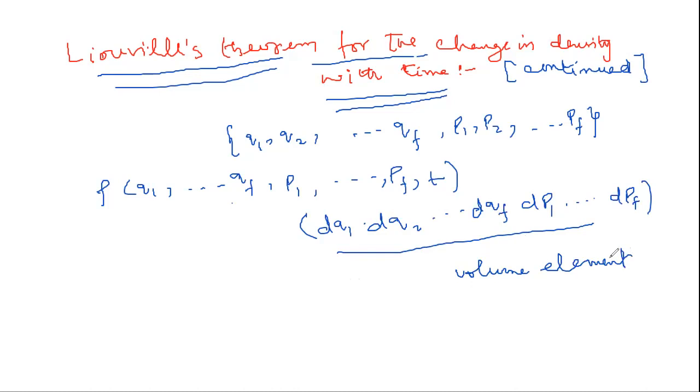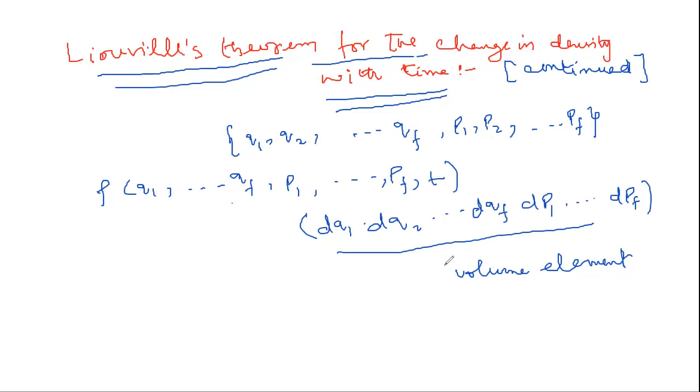Now the number of systems in the ensemble at time t that lie in this volume, in other words that have positions and momenta in this element of volume of phase space, lying between q1 and q1 plus dq1, q2 and q2 plus dq2, similarly up to pf and pf plus dpf, that number of systems will be simply this density function times this volume element. So if I multiply this density function by this volume element, I will get the number of systems in the ensemble which at time t have positions and momenta lying in this element of volume.